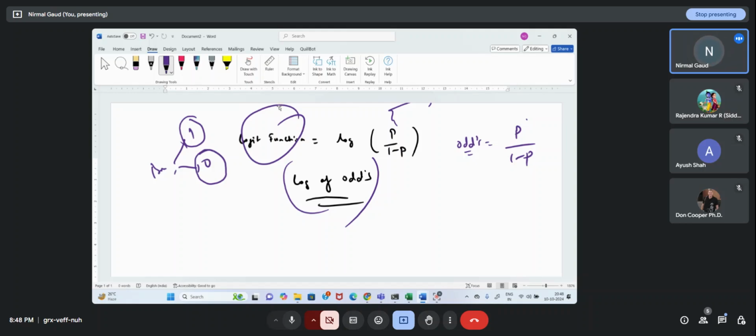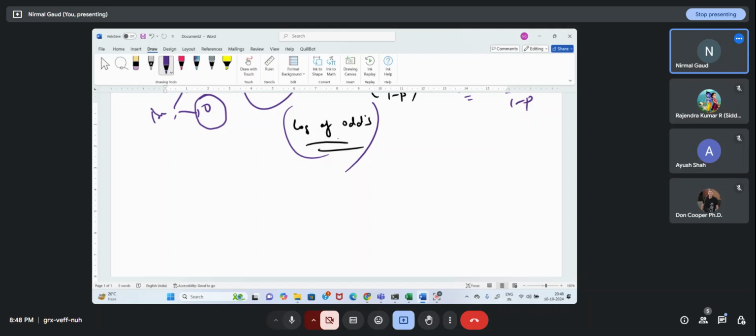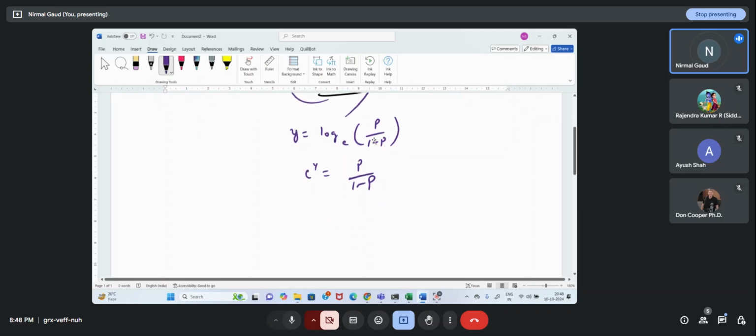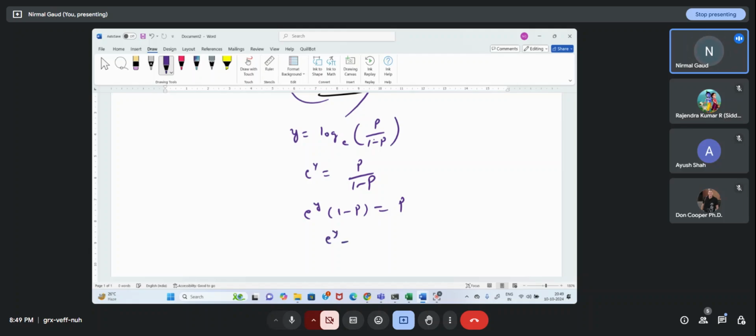Let me write it again. Let us suppose y equals log of p upon 1 minus p, with log to the base e. So I can take e to the power y equals p upon 1 minus p. Then e to the power y into 1 minus p equals p. Then e to the power y minus e to the power y into p equals p.